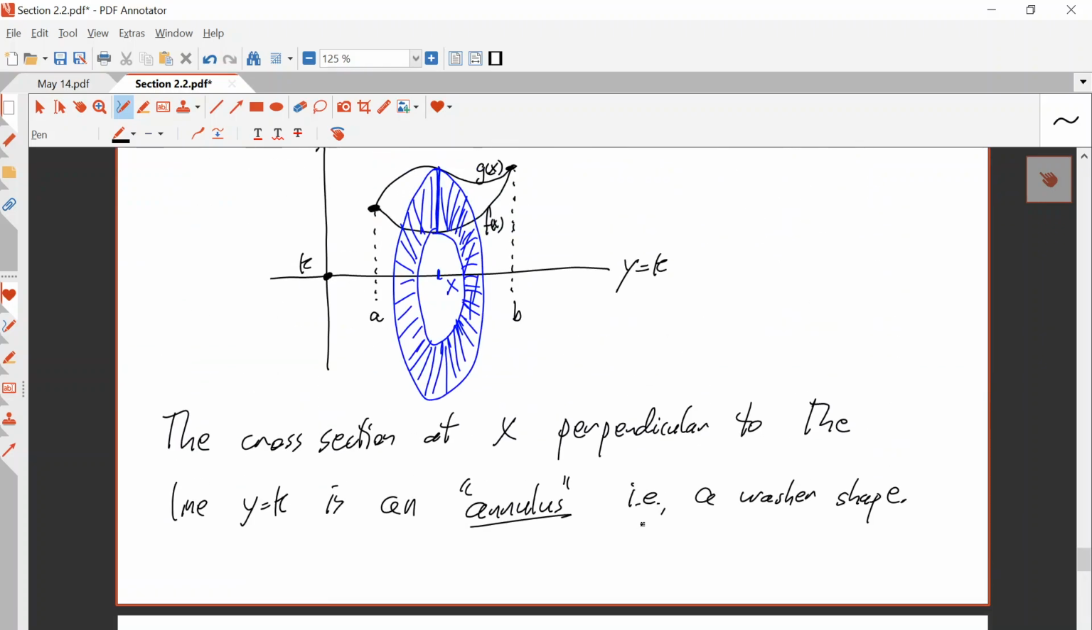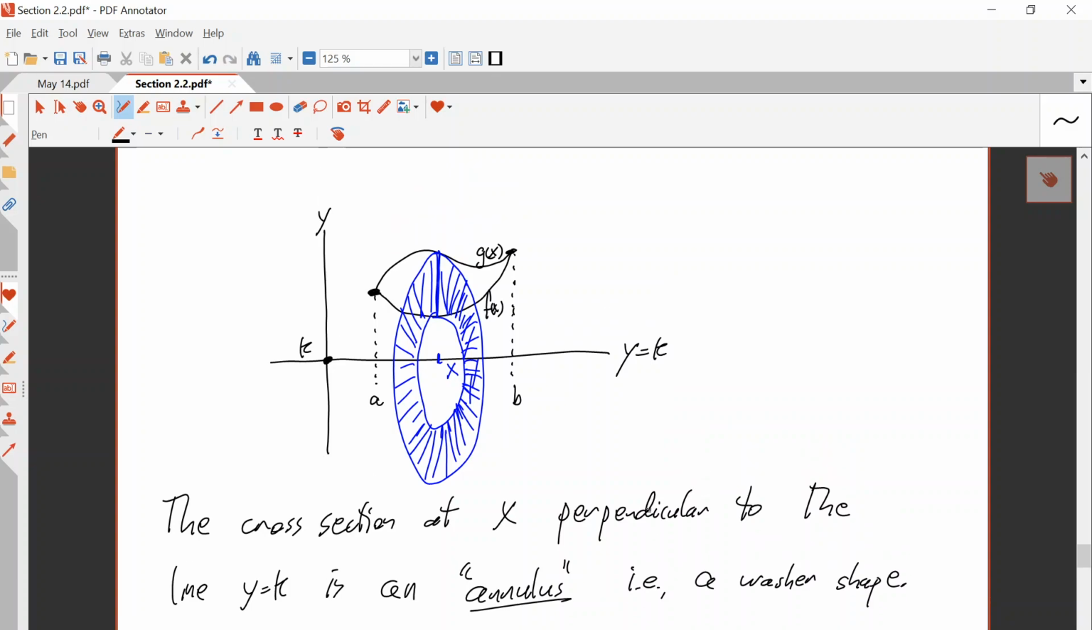All right, well, what is the area of that? Okay, what's the area of that slice? Not as complicated as it might look.